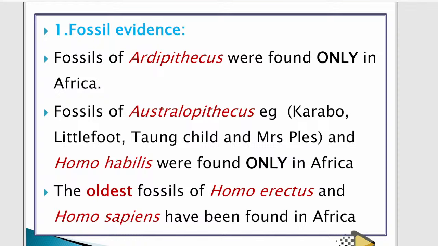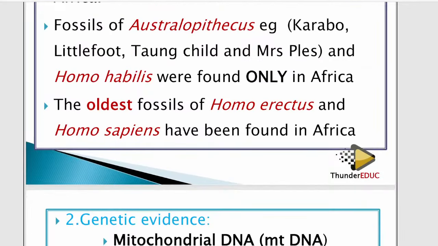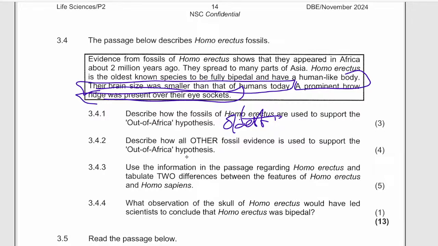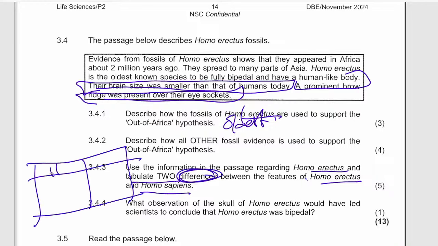Right, then we go to another question. Then they are saying: describe how the other fossils use information in the paragraph regarding Homo erectus and tabulate. Tabulate meaning that you have to draw a table, the features that Homo erectus and Homo sapiens. They want the differences, meaning that you draw a table as I told you yesterday. You put Homo erectus here, Homo sapiens.